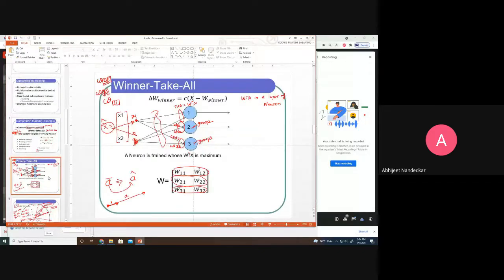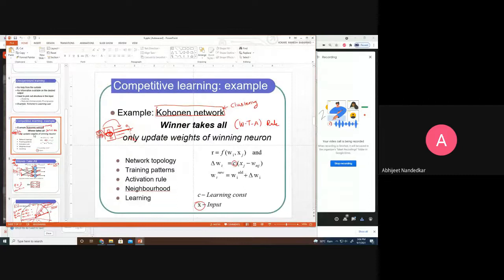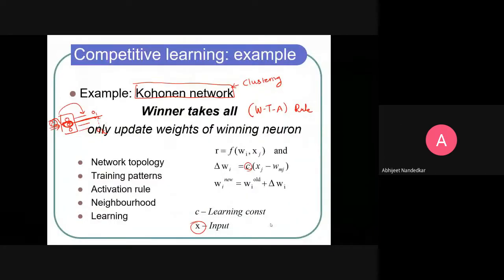Winner take all is a competitive learning rule. That means neurons are in competition to learn the things while the network is in learning mode. Whenever you are training your network, all the neurons are fighting with each other and the winner will be used for training. This kind of system is used in the Kohonen network, which is used for clustering. So this is a clustering network, which means it is unsupervised.